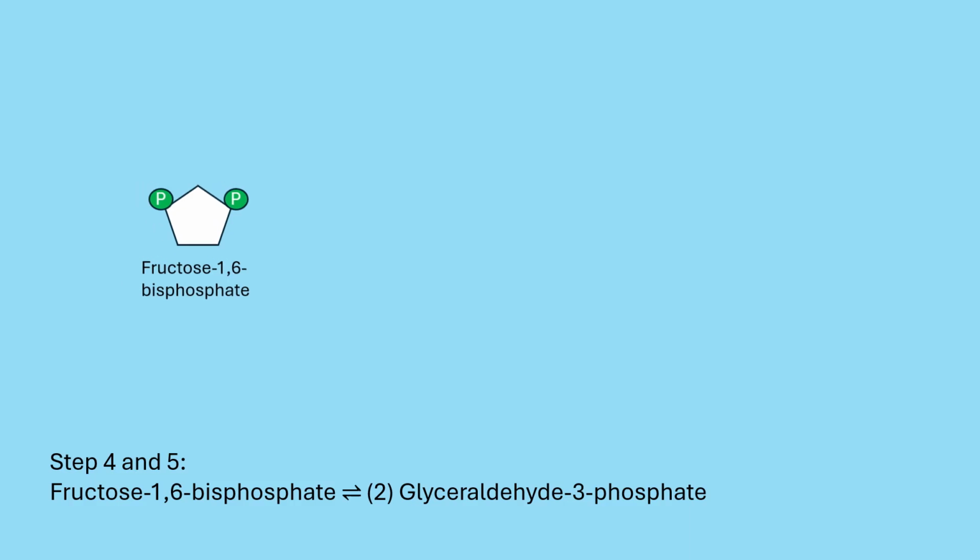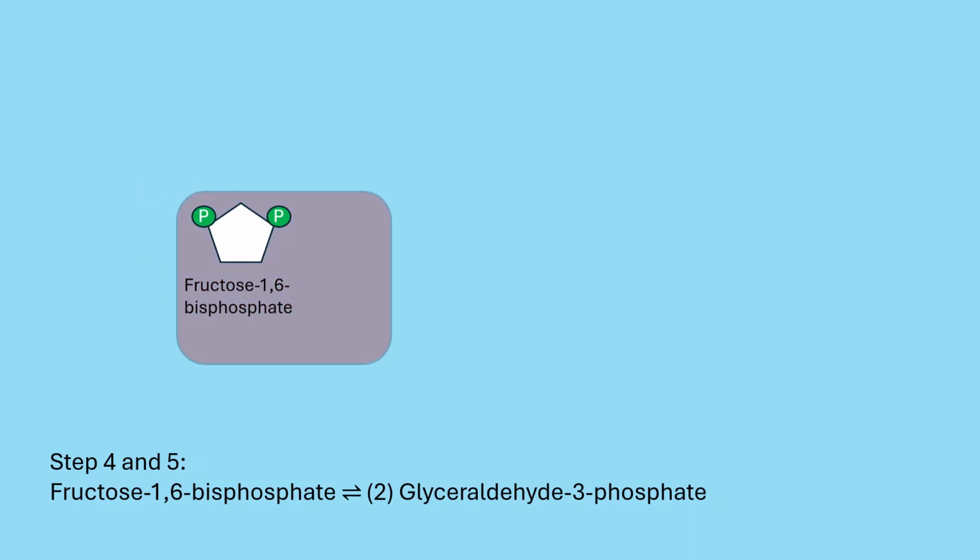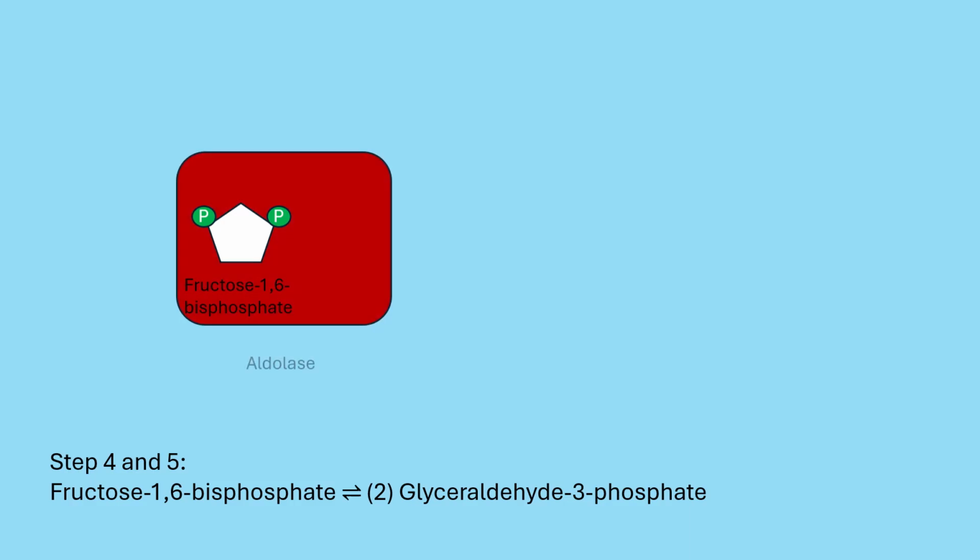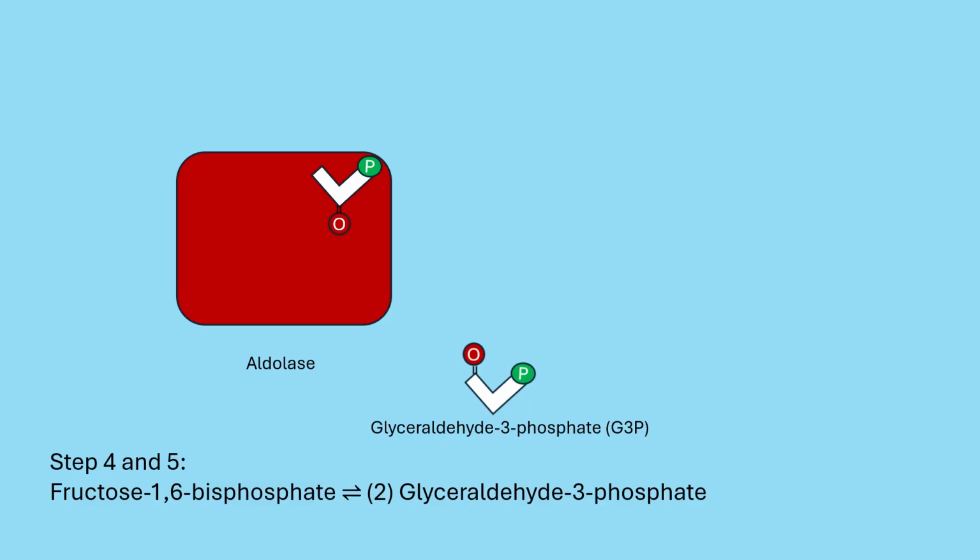Steps 4 and 5 will be shown in one animation because they both lead to the same intermediate. In step 4, the enzyme aldolase cleaves fructose 1,6-bisphosphate into 2 3-carbon molecules. The first molecule is glyceraldehyde 3-phosphate, or G3P. The second molecule is dihydroxyacetone phosphate, or DHAP. Notice the oxygen positions. In G3P, the oxygen is attached to the first carbon, while in DHAP, it's attached to the second.